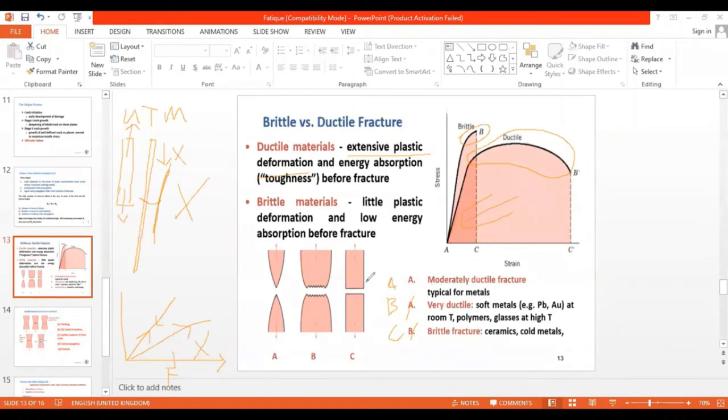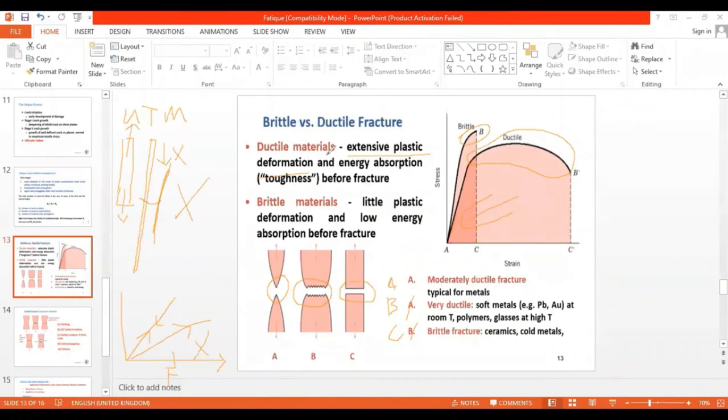This is the phase of fracture, usually. This is for moderately ductile fracture. These are very ductile. These are very brittle. So the end would be like this. These are three possible break surfaces after the occurrence of breaking.